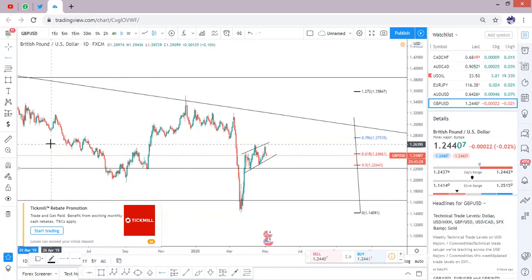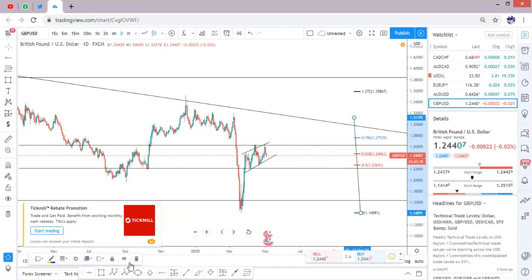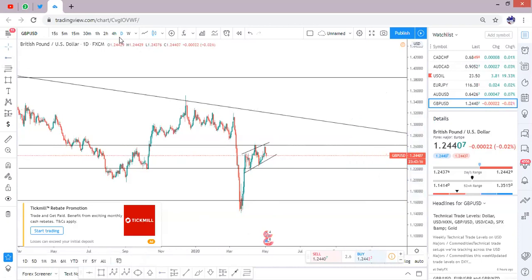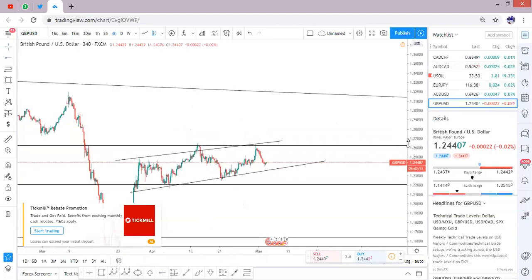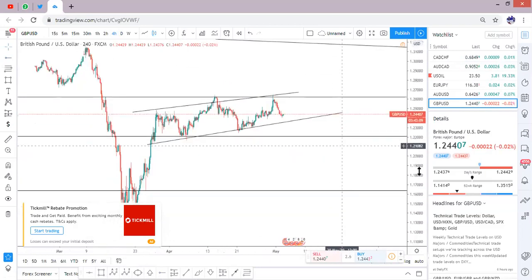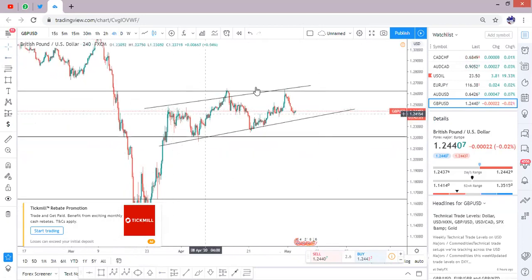So I'm trying to trap the price around this area with support and resistance. That's what I'll be working with on the 4 hour time frame. You can see this ascending channel on the 4 hour time frame. You can see the first touch, second touch, third touch, a great rejection over here.